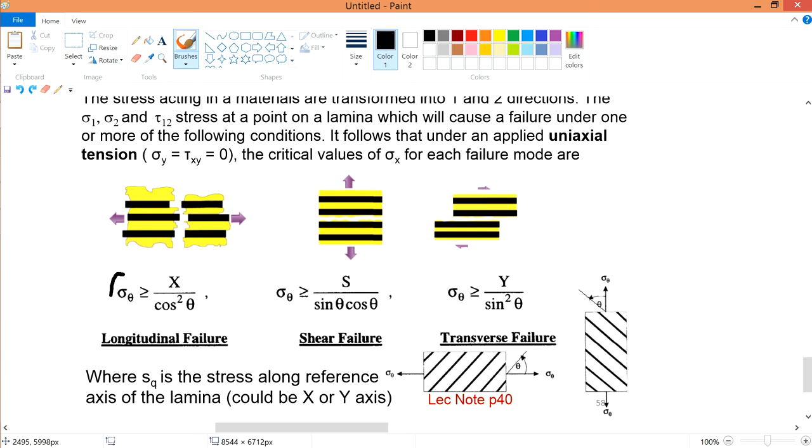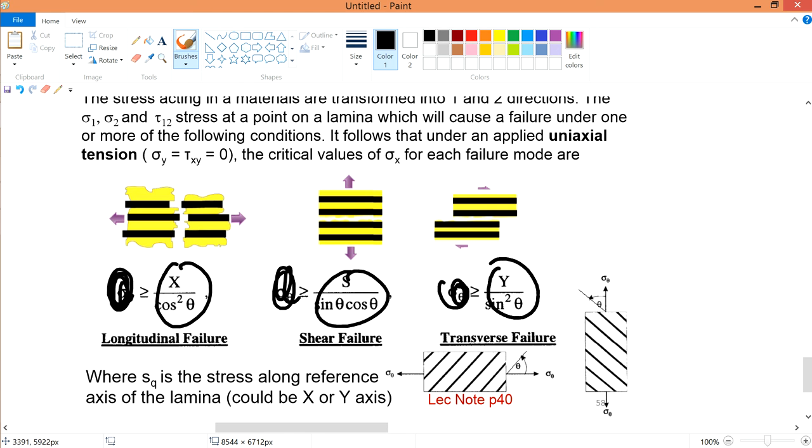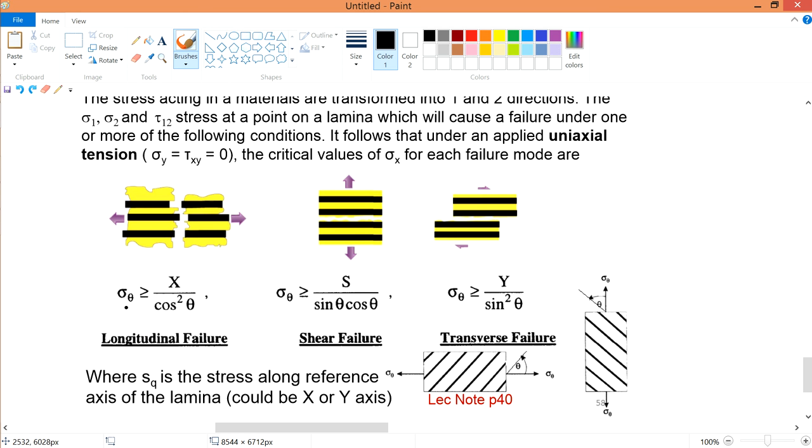I repeat again, whatever stresses over here, these three, that is larger than either one of them in the particular direction will fail. So this is in the x direction, this is in the y, this is in the s. If the stress in the shear direction is larger than the shear strength, you will fail. In the x direction, if the stress is larger than your x direction strength, then you will fail. That's all it is.